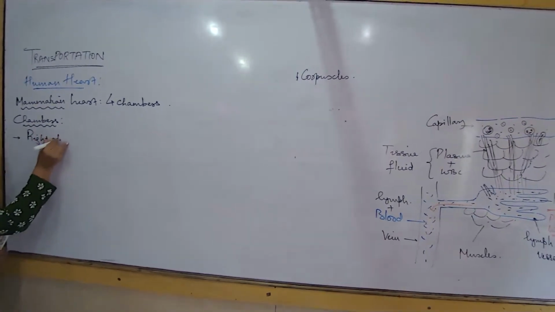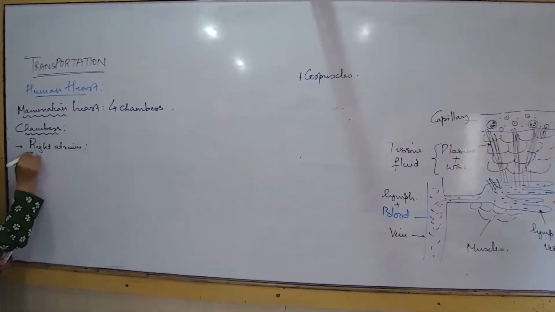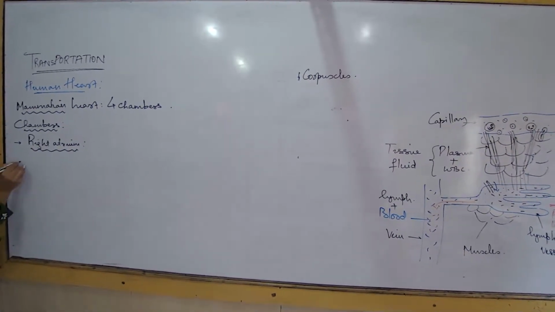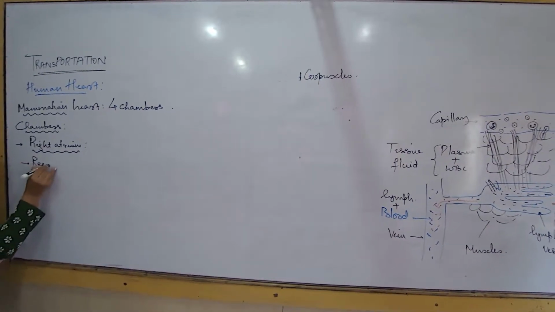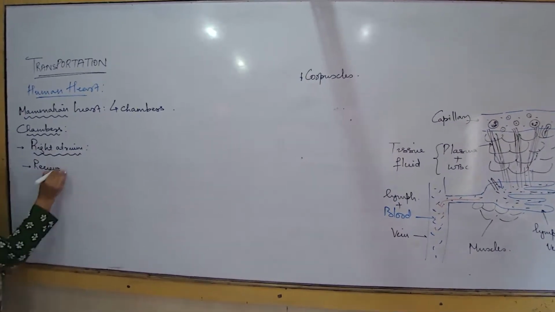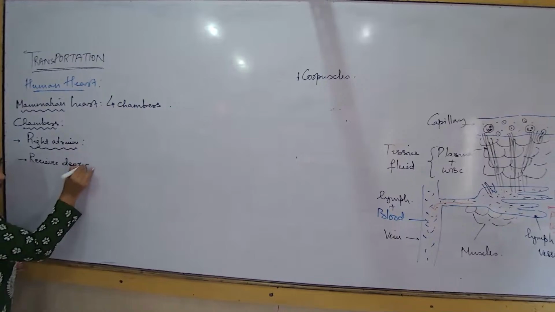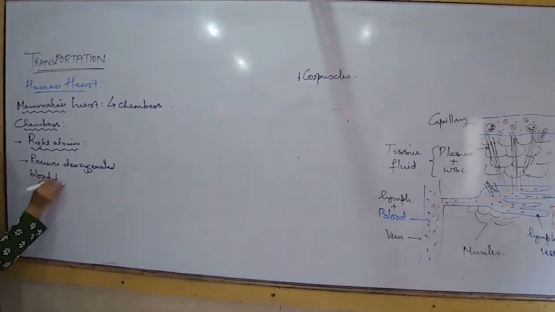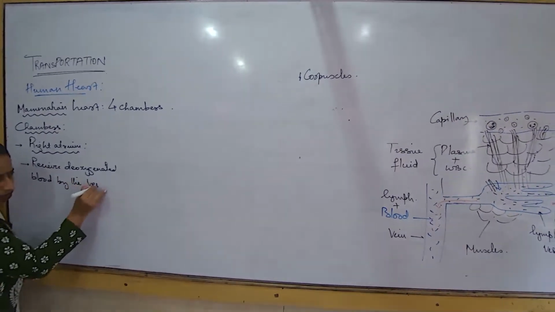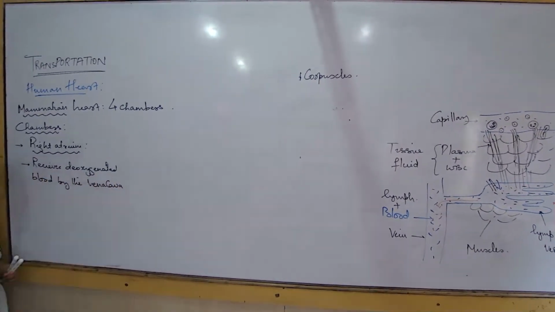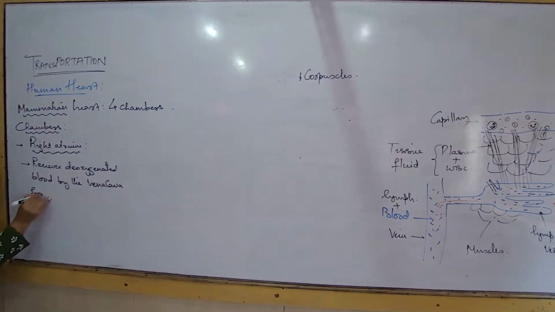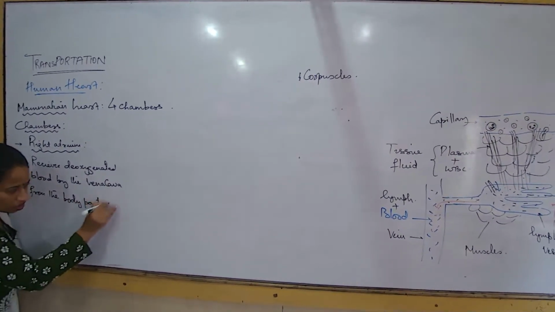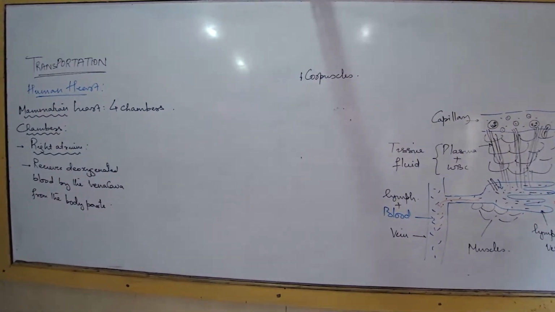We have got the right atrium. What are the features of the right atrium? It receives deoxygenated blood by the vena cava from the body parts. From the body parts, all the deoxygenated blood will be brought by a whole lot of veins.